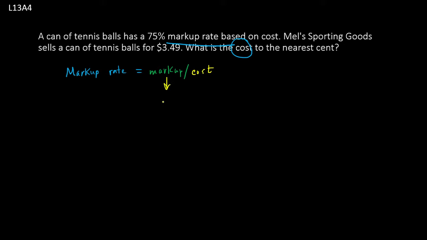Now markup, here's another one, markup is equal to selling price minus cost. So you see that both of these equations involve the cost variable, and we need to find a way to manipulate them to get us a solution for cost.